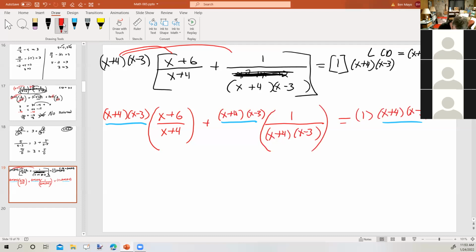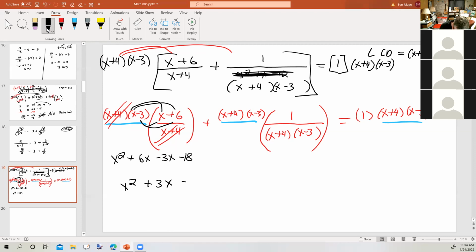So now the X plus 4s are going to reduce out, giving us X minus 3 times X plus 6, which is going to be X squared plus 6X minus 3X minus 18. Which is X squared plus 3X minus 18, okay? Plus, here, the X plus 4s and the X minus 3s are gonna reduce out, and all that we have left is plus 1.